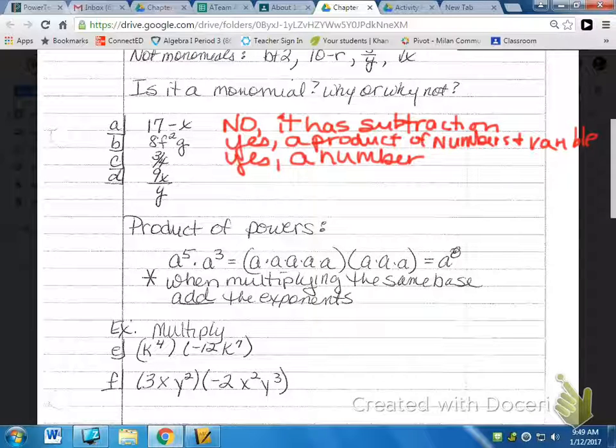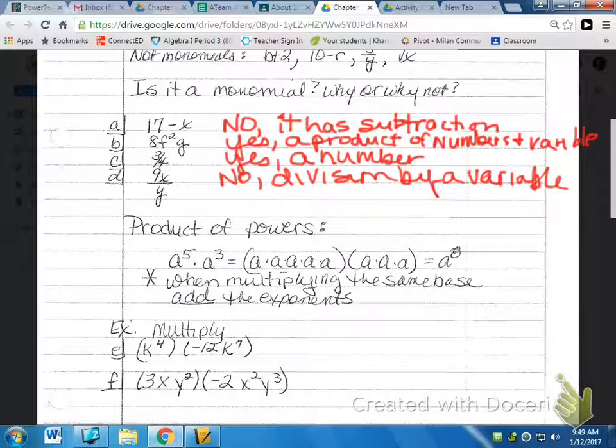Okay, and then 9x over y. Monomial or not? No. Why? Because it's being divided by a variable. Right. Division by a variable is not allowed. So be able to identify if something is a monomial or not and say why or why not. The only thing that basically is allowed is multiplication, products of numbers and variables. If it's just a plain number, it's good. If it's just a plain variable, it's good, or a product.